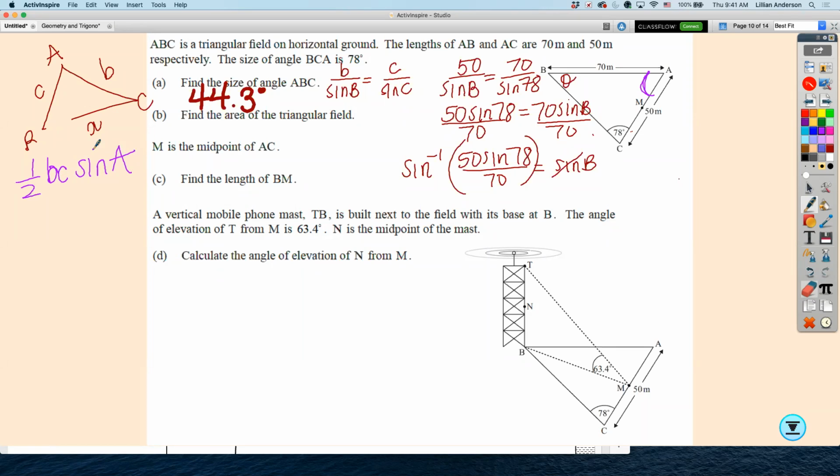So you can alter the formula for the area of a triangle based off of what you have. I have side B, which is 50. I have side C, which is 70. I just need angle A. How do I find angle A? You add 78 and the angle you got for B, and then you subtract that from 180. I do 180 minus 78 and angle B to get angle A, which is what?